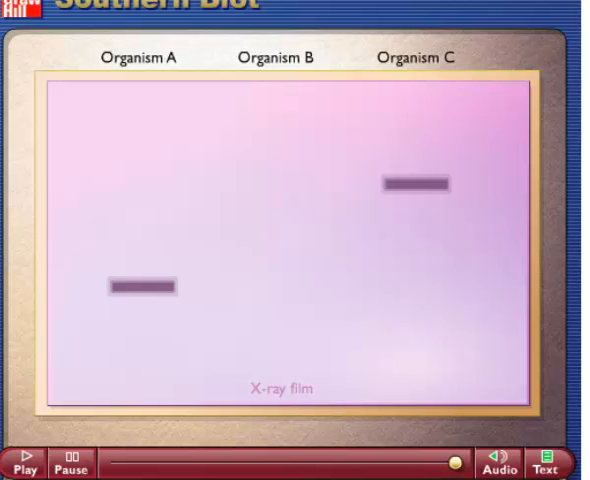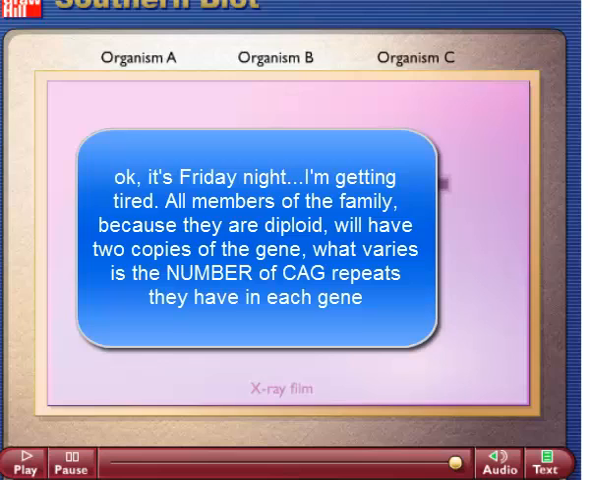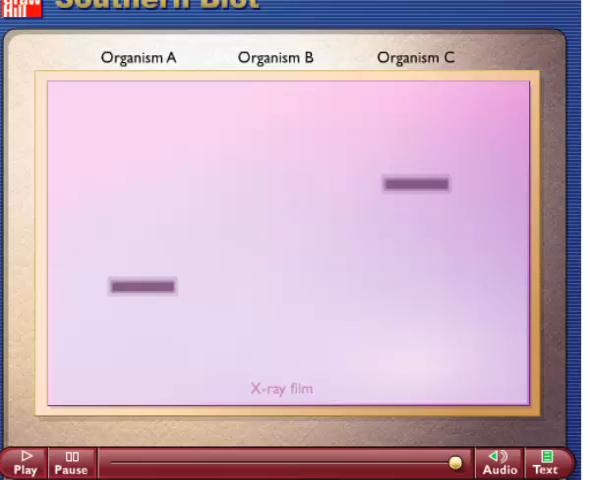Okay, so in the case of Huntington's disease, we wouldn't be looking at 3 different organisms. You'll be looking at 3 different members of the family. And all of them should actually have some number of copies of the Huntington's gene. But what we'll be able to do is actually figure out how many copies they have, and therefore how likely they are to develop the disease. So the southern blot is one way of probing for a specific DNA fragment and then determining its size. Next, we're going to look at another technique that can be used to do the same thing, and this technique is called the polymerase chain reaction, or PCR.